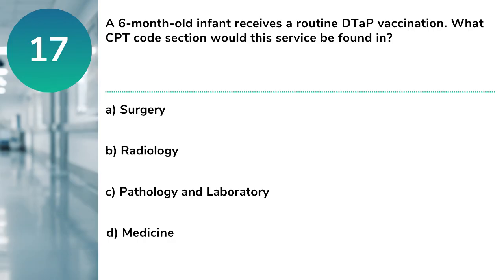Question 17. A 6-month-old infant receives a routine DTaP vaccination. What CPT code section would this service be found in? A. Surgery. B. Radiology. C. Pathology and Laboratory. D. Medicine.